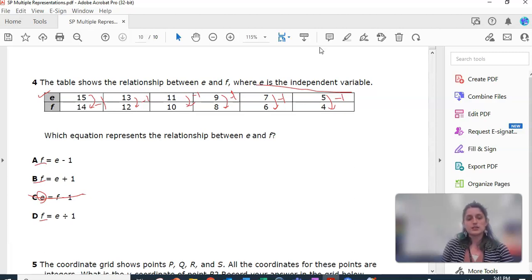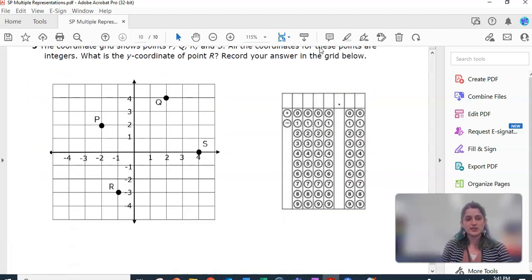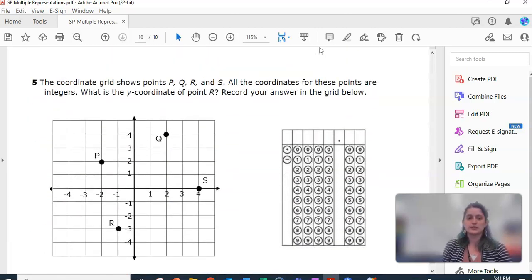All right, so you need to decide which of these shows your relationship. Oh, I'm seeing a minus 1, a plus 1, and a divided by 1. I think you can figure it out. I lied to you. I'm so sorry. There were 5 problems. We can do it.